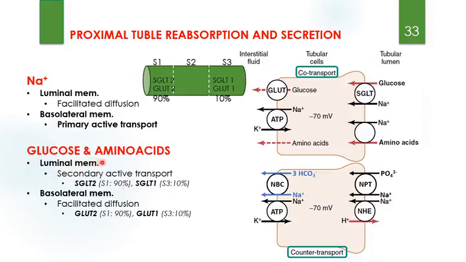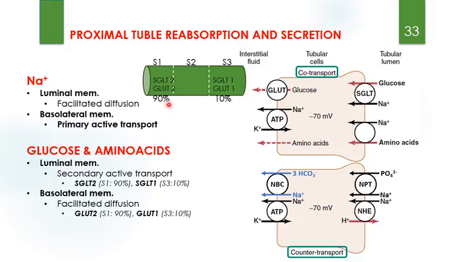For glucose, amino acids, or nutrients in the luminal membrane, as we have talked about, the transporters that co-transport nutrients with sodium are a type of secondary active transport. But in the basolateral membrane it is a type of facilitated diffusion, because when nutrients enter the cell, their concentration inside the cell increases, and by using a transporter they can go out of the cell and into the interstitial fluid.